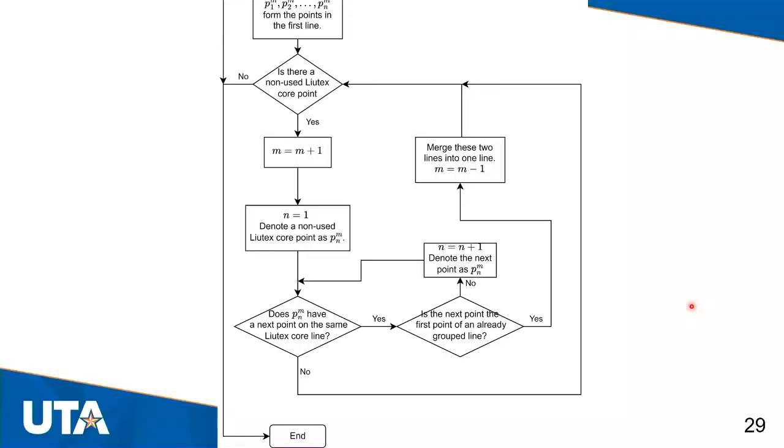And there may be a possibility that the second point is linked to the first point, right? Because the gradient has direction. It's possible that the second line is linked to the first line. Then we combine these two lines together as one line. So that's this process, and we keep doing it until all points have been classified into a line. Then we finish the group process.